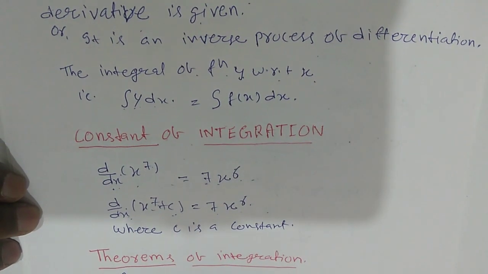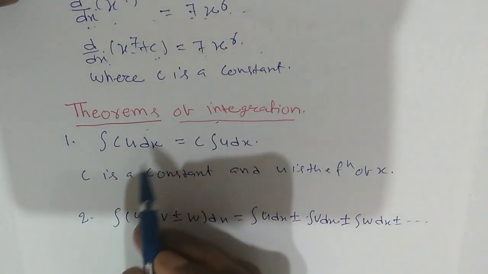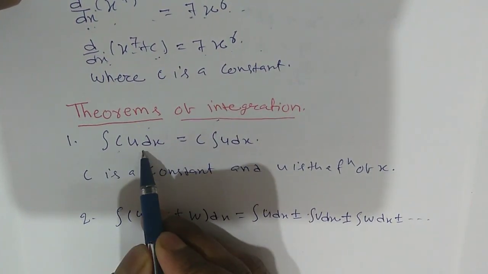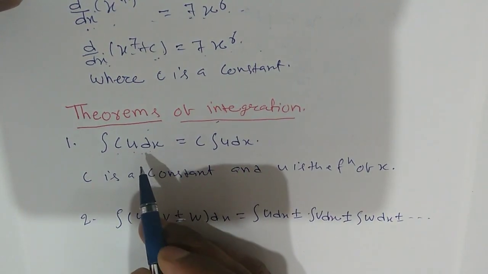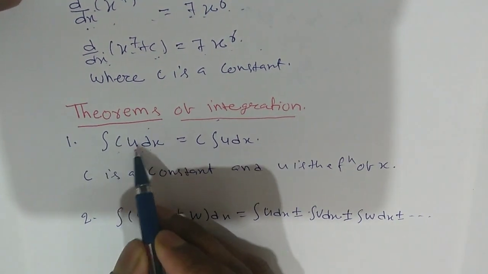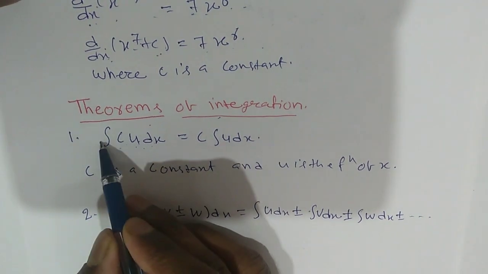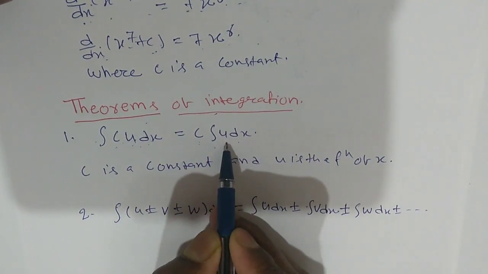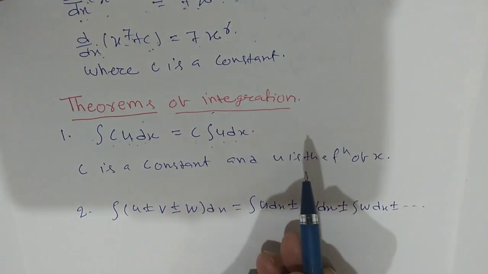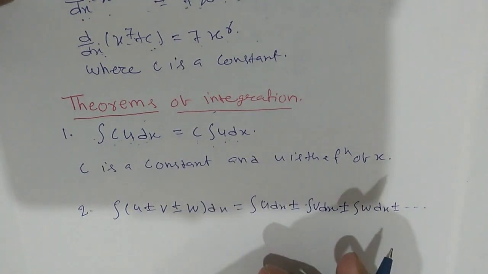Now another one is the theorems of integration. First one is a constant and a variable. u is a function of x. So right here, integration of cu dx: we always take the constant term outside. So c times integration of u dx, where u is a function of x. u may be anything, but its value varies with x.